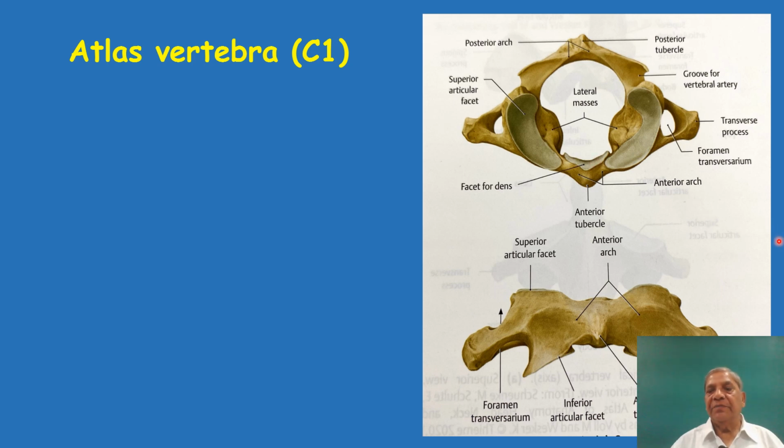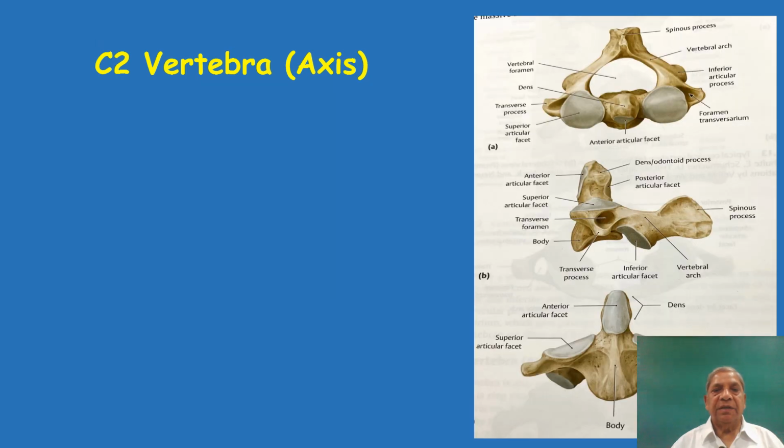Then he may ask you about some of the other atypical vertebrae. Now this is the C2 vertebra, which is also called the axis, and the question will be why it is axis. How have you identified that this is the C2 vertebra? You say that it has a peculiar structure because there is a tooth-like projection coming out from the superior surface of this vertebra, and that is called the dens or odontoid process.